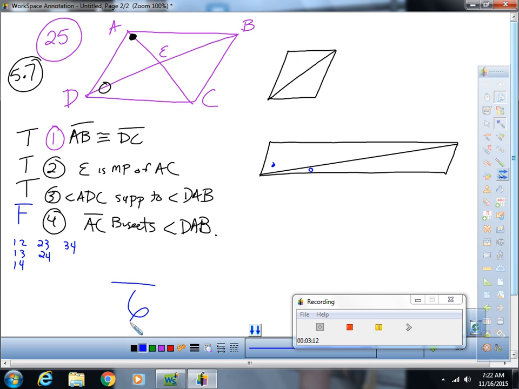How many of them are both true? Well, they're only going to be both true if they do not contain what? So that one's true, that one's true, and that one's true. So that's how you get the answer.